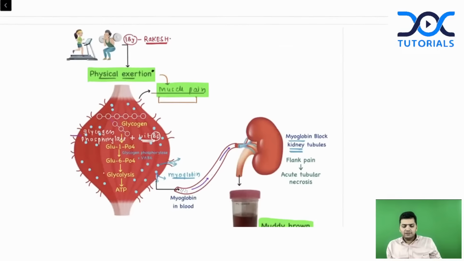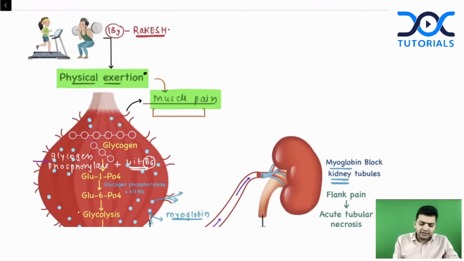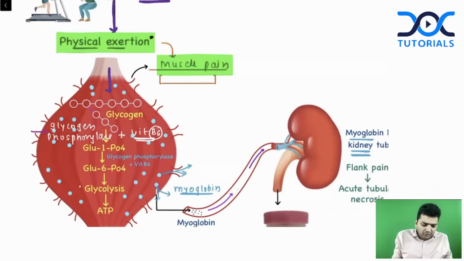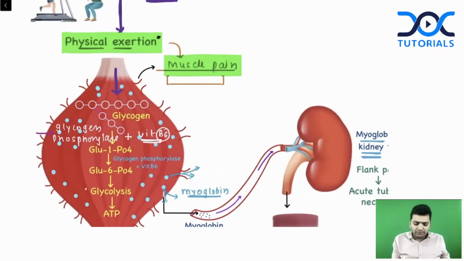Look here. We have discussed an 18-year-old boy, Rakesh. He went to the gym for the first time in his life. Do you remember? The physical exertion. Whenever we do some exertion, our muscles require energy. How does the muscle get energy? Yes, they break down the glycogen. We break down the glycogen with the help of the enzyme glycogen phosphorylase. The products we get are glucose 1-phosphate, glucose 6-phosphate, glycolysis, and ultimately ATPs. This is how we get the energy.